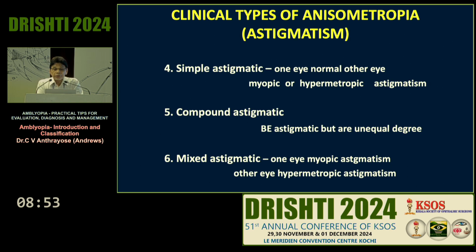Clinical types of anisometropia related to astigmatism: it can be simple astigmatic, that means one eye normal, the other eye myopic or hypermetropic astigmatism. It can be compound astigmatism, that is, both eyes astigmatic but of unequal degree. Mixed astigmatism means one eye myopic astigmatism, the other eye hypermetropic astigmatism.